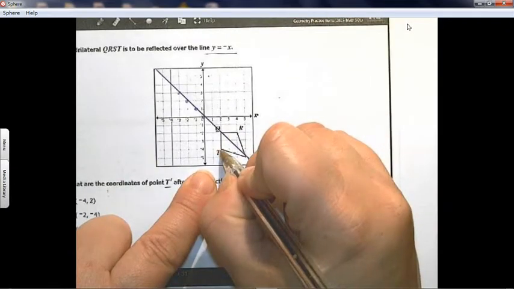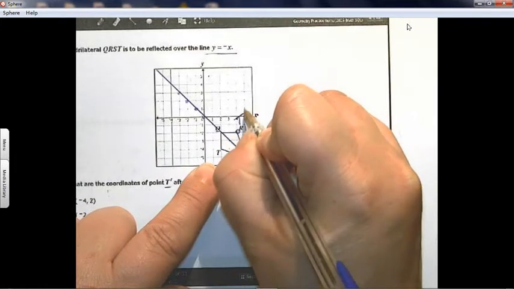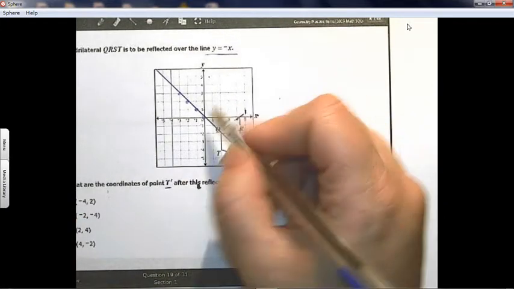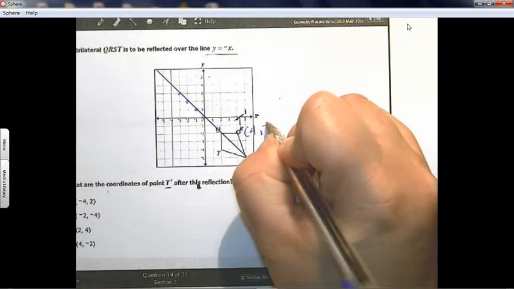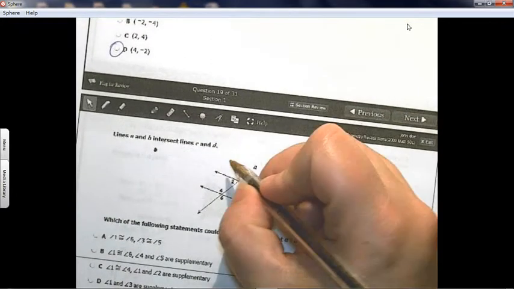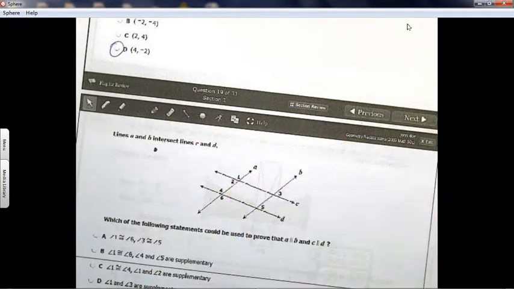Okay. So I know that T is 1 point this way. Means T is going to be over here. And what are the coordinates for that? 3, 4, negative 2. That's this. And down here, let's mark our, it tells me that lines A and B intersect lines C and D.